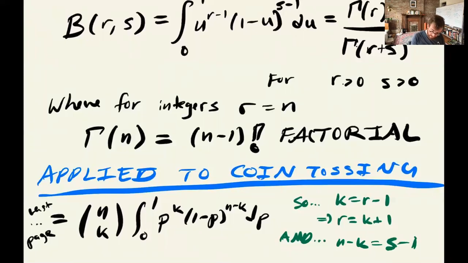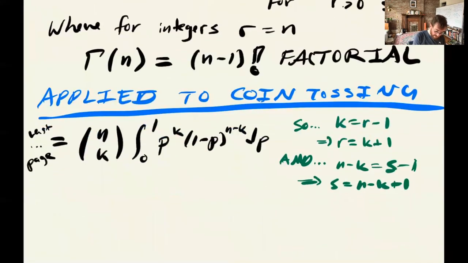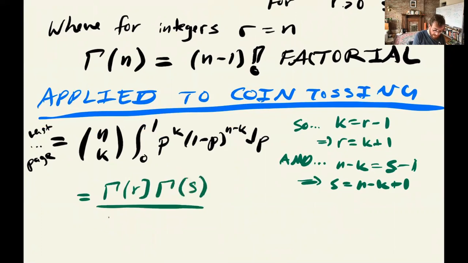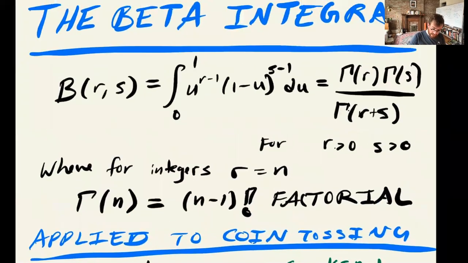So in particular, if I write this in terms of s, I get the implication that s equals n minus k plus 1. All right, so now let's plug this all in. So I end up getting gamma r times gamma s over gamma r plus s. All right, let's double check. Yeah, that looks right.